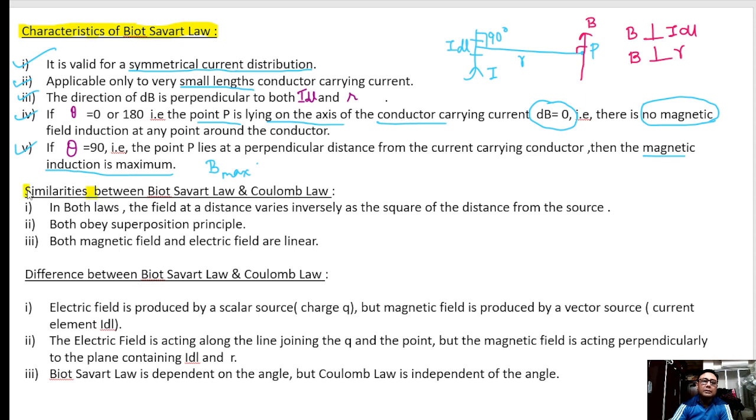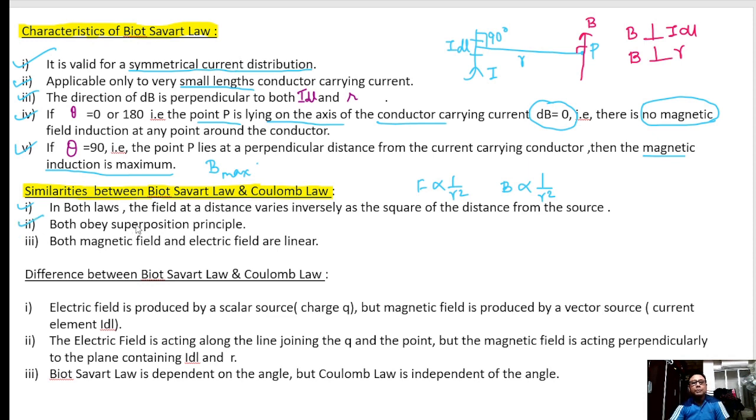Next is the similarities between Biot Savart law and Coulomb's law. So let us see what the similarities are. In both laws, the field at a distance varies inversely as the square. In Coulomb's law, the field is proportional to 1 by r square. In Biot Savart law also, the field is proportional to 1 by r square. Clear?